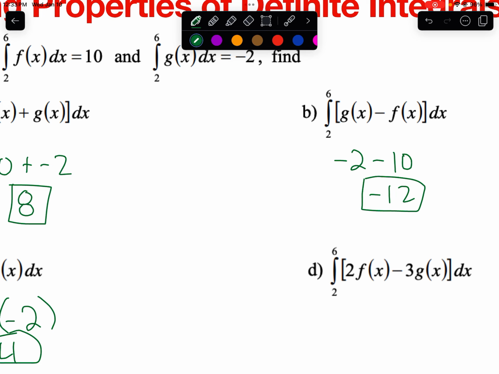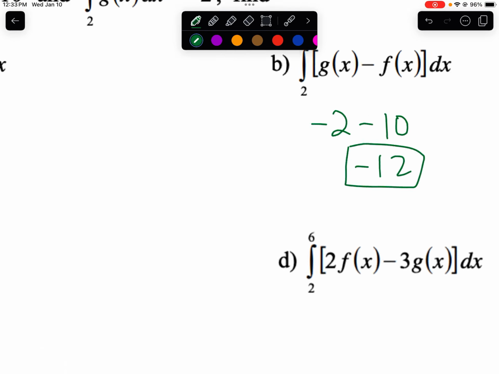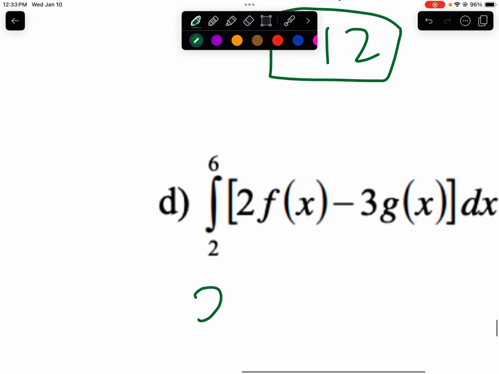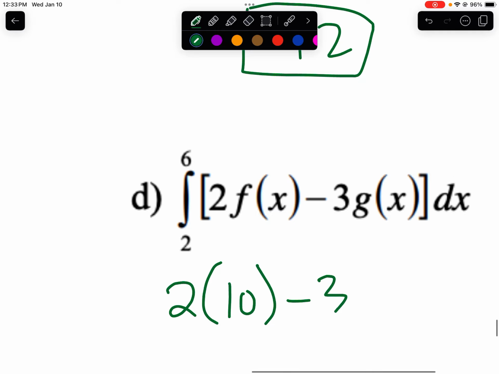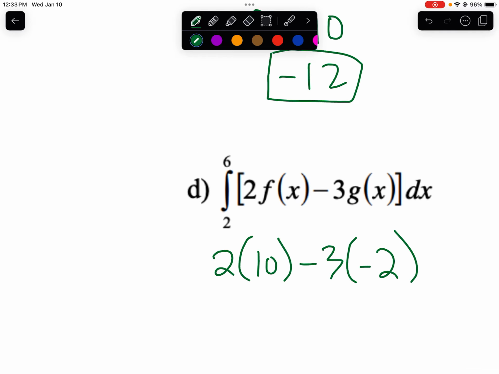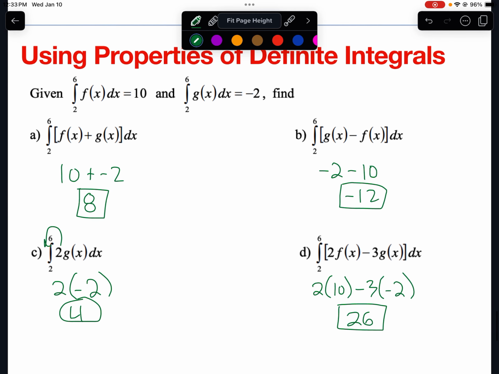This last example, letter D, is a combination of some of these properties. We can take 2 times the area under f of x from 2 to 6, subtract 3 times the area under g of x from 2 to 6. I'm being a little bit loose with how I write this here, and combine all of this to get an answer of 26. So there we have used most of the properties listed in order to help us evaluate definite integrals.